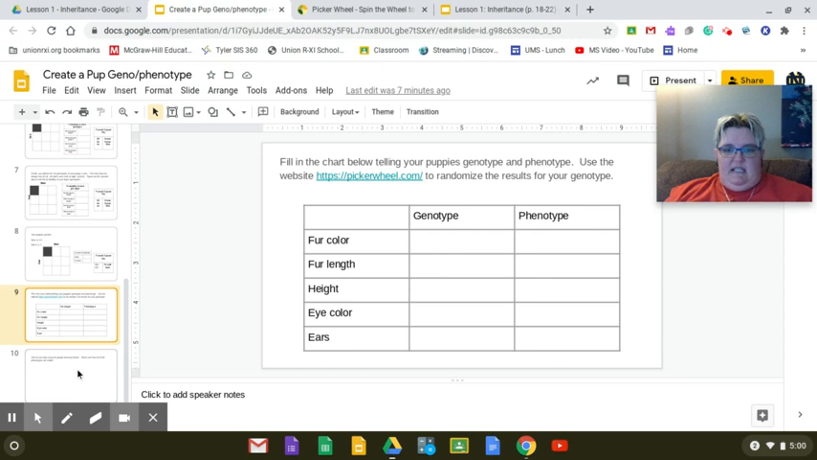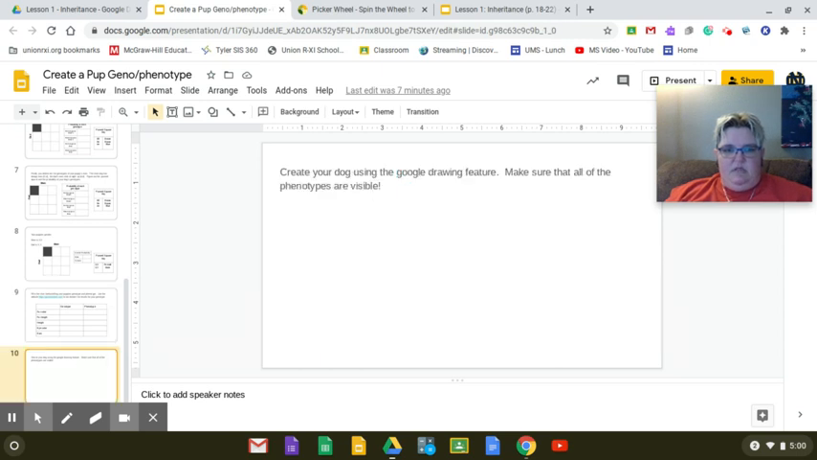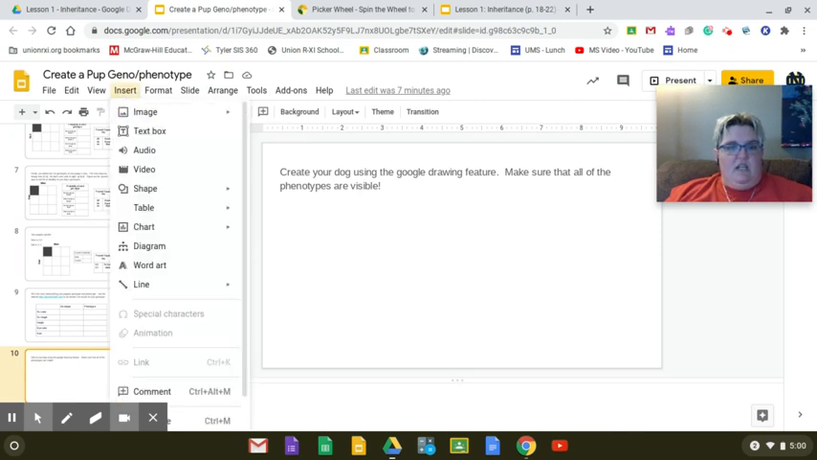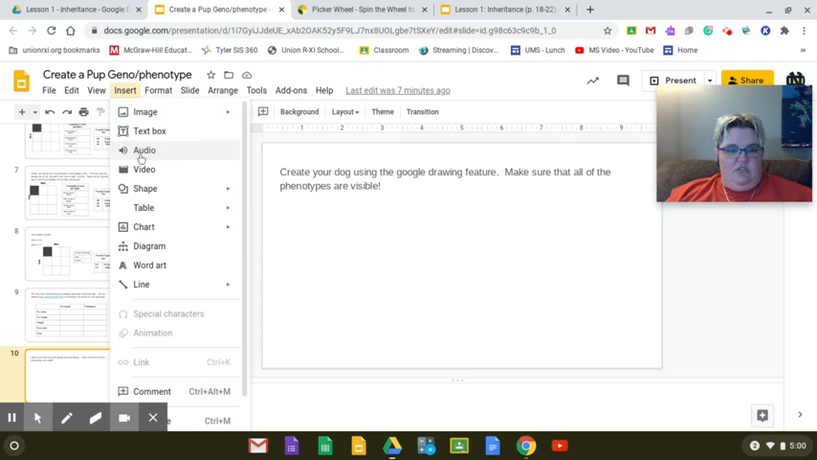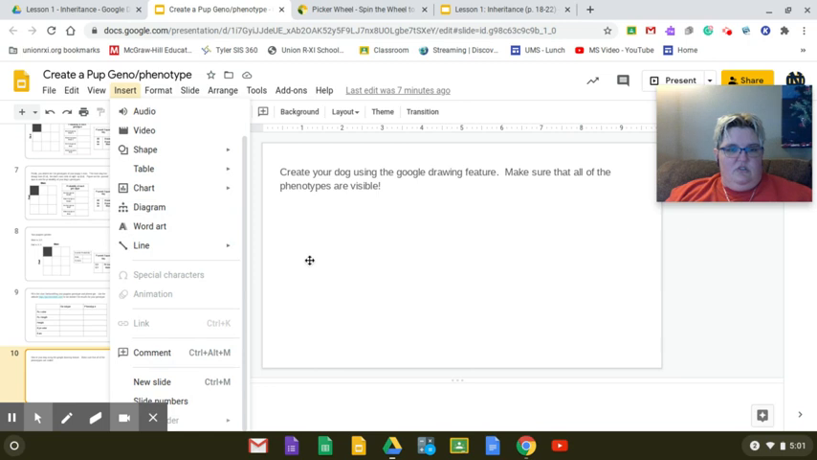Then last but not least, just like we did with the beetle, you're going to create your dog. Okay, so a reminder, the way that you create a dog on here, since we can't really draw that well, is you're going to go to Insert, and you're going to go to Image, and that's not what I wanted, sorry. Insert, all right, hold on one second.